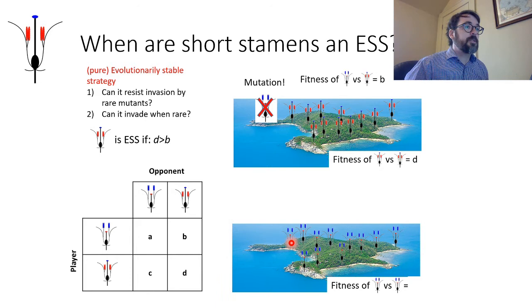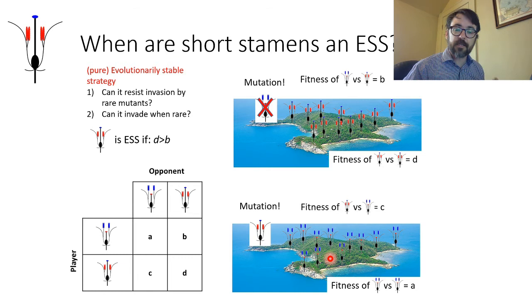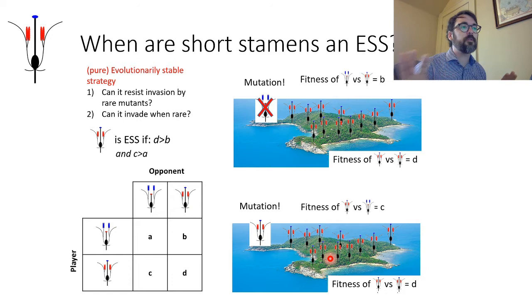Just like before, we can start the island another way in a different alternative reality. We know that everyone on this island right now would be getting a fitness of A, just like before. We get our rare mutation. They're getting a fitness of C, just like before. But now, if C is greater than A, then we would expect the red guys with the short stamens and the long pistils to invade the island and take over the island. And so again, if you've written it the way I've written it, basically if the bottom row is greater than the top row, all of them, then you get this second condition.